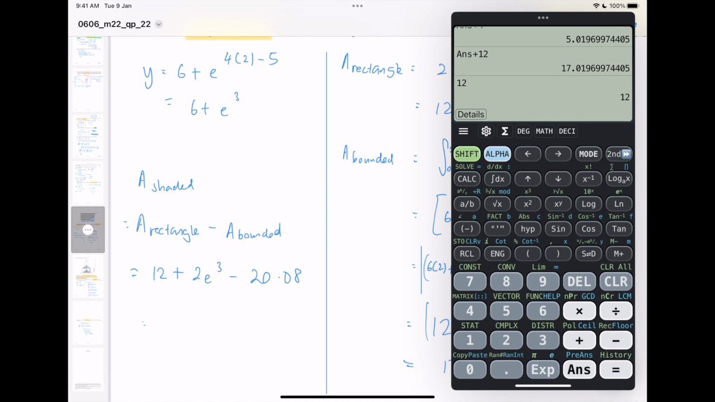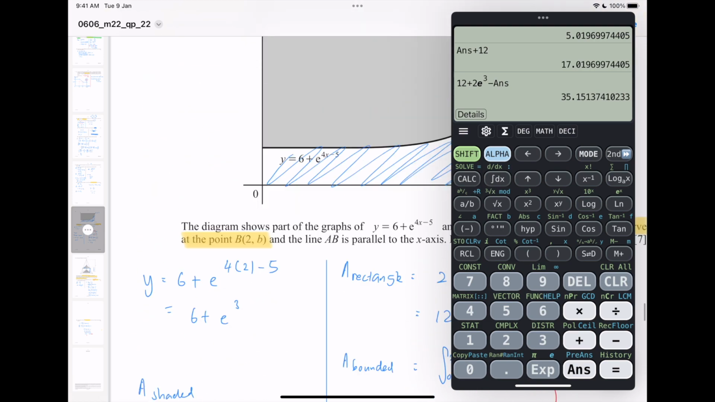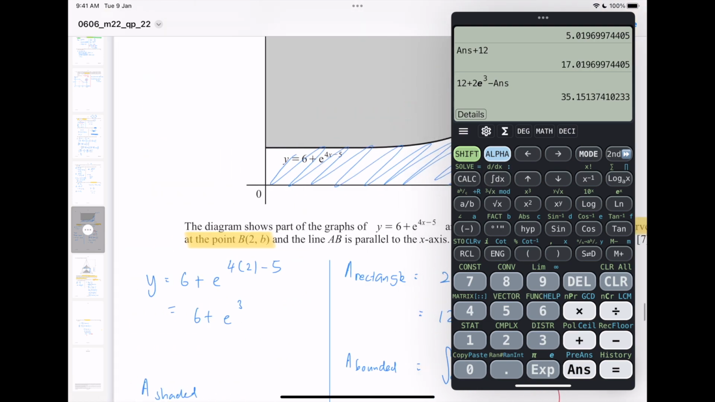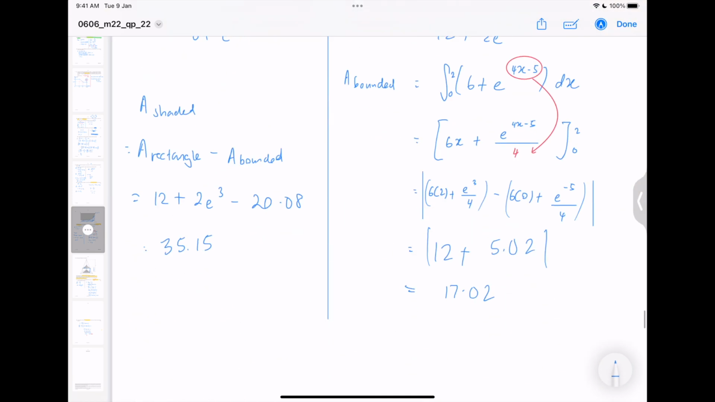So from your total, 12 plus 2e to the 3, when you minus the answer, you get 35.15. What am I looking for? Area, so units squared. Okay, and that is how. All right, let's keep going.